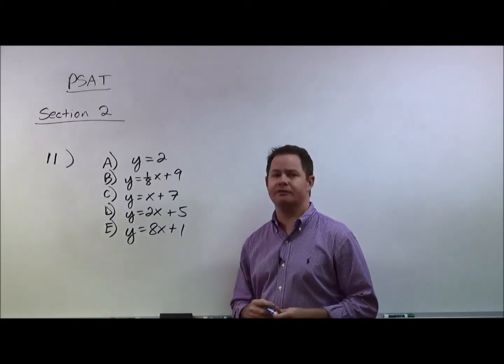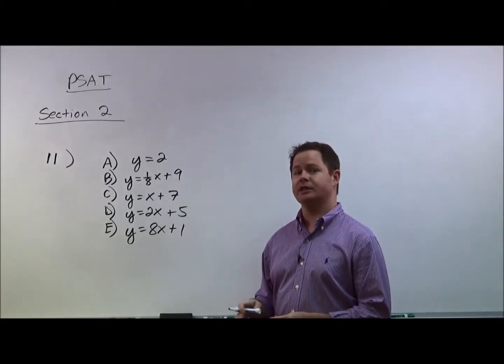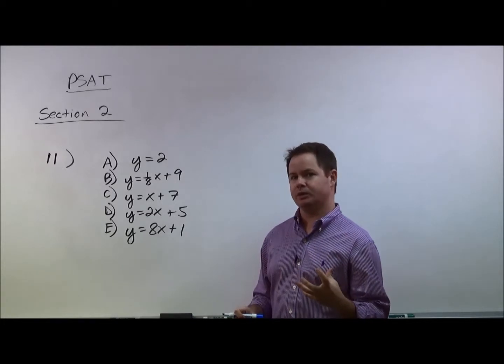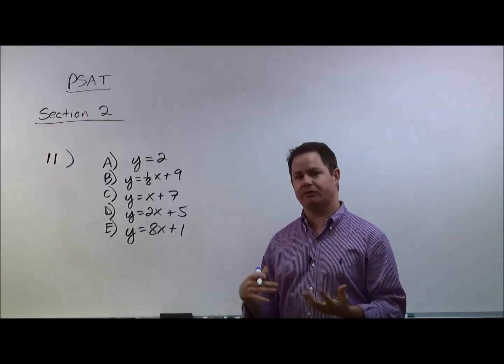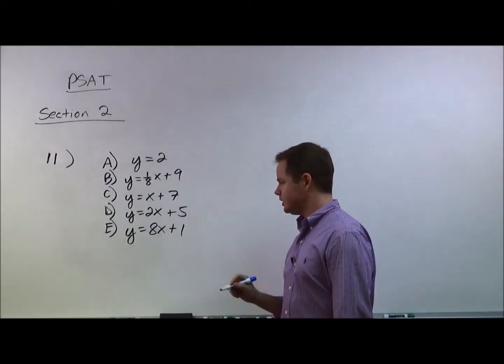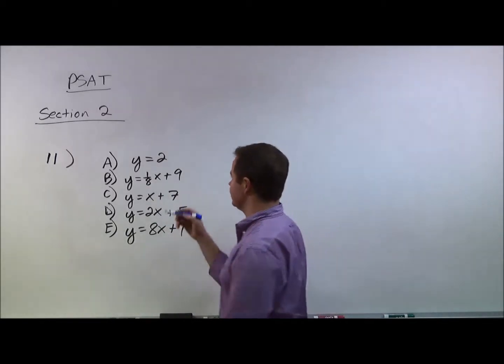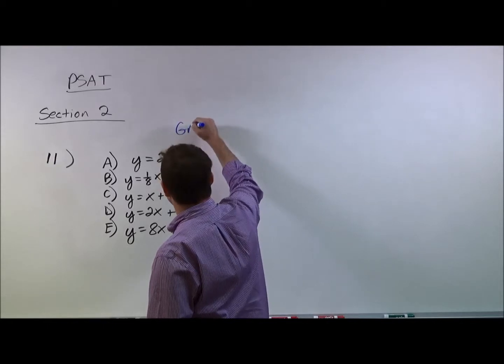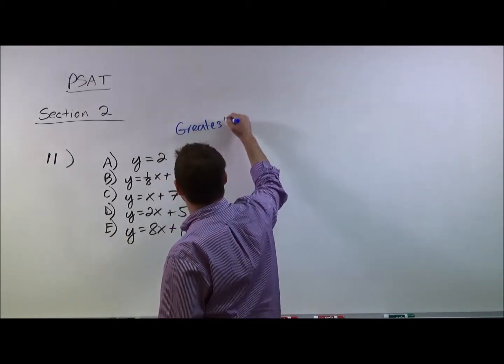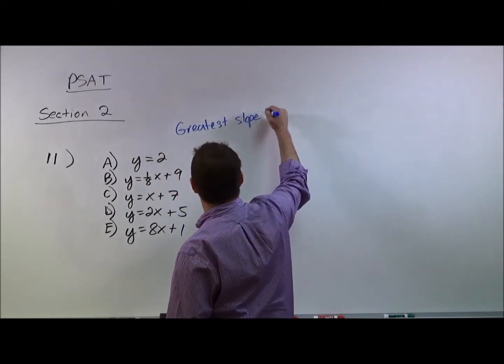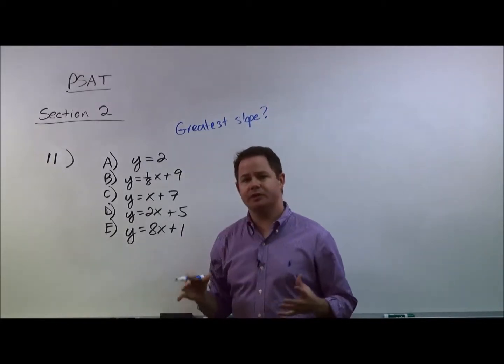Well, that's because of the amount of time a question like this takes if we know what we need to know in terms of the background content. So for this question, they're asking which of these equations of a line is the equation of a line with the greatest slope. So let me just write that down up here. Greatest slope. That means which one is the steepest.